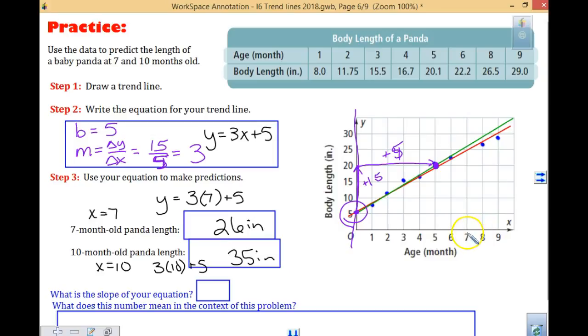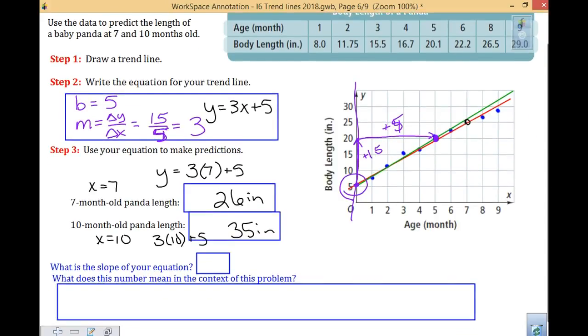And let's just check at 7 months. Does it make sense that we had 26 if we look at 7 months? That was pretty close, right? It was 25 for 7 months. That's a pretty good estimate depending on the line. So we can assume this is going to be pretty close.